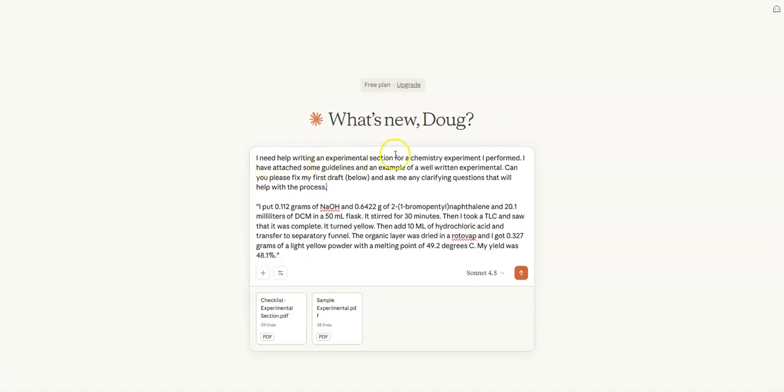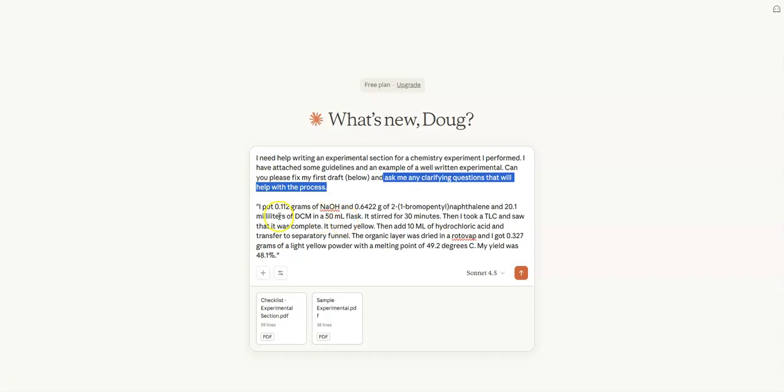I need help writing an experimental section for a chemistry experiment that I performed. I have attached some guidelines below, right here, and an example of a well-written experimental. Can you please help me fix my first draft below and ask me any clarifying questions that will help with the process? I really think that this is an important thing to add to prompts, especially because you want to interact with the AI more. So hopefully it's going to catch on that I'm missing some things.